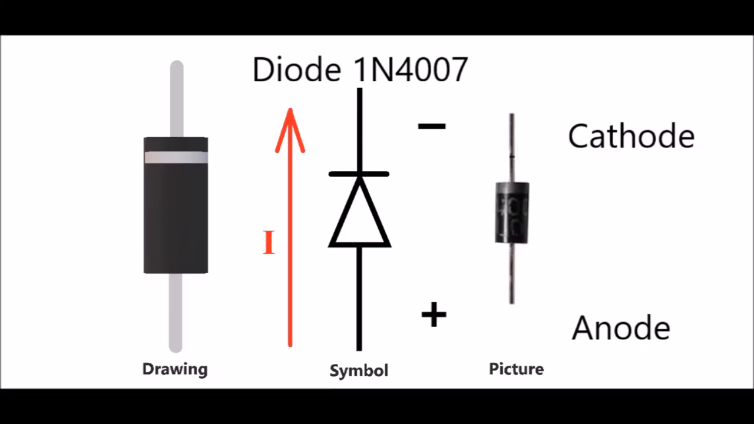Oh, so what's a diode? Diodes will be used in later lessons, but basically it's a one-way valve for current flow.